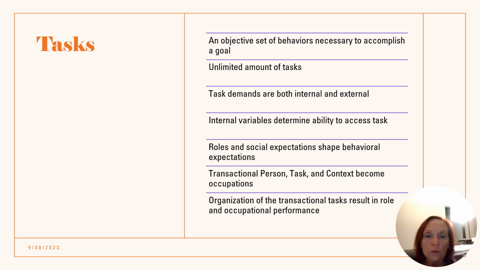Transactional: the transaction of the person, task, and context is how occupation is developed, and that's how they see occupations in this model, when the person, task, and context have transacted. Organization of the transactional tasks results in role and occupational performance. So the outcome of that transactional occurrence is role performance and occupational performance. That's what they're looking for here.